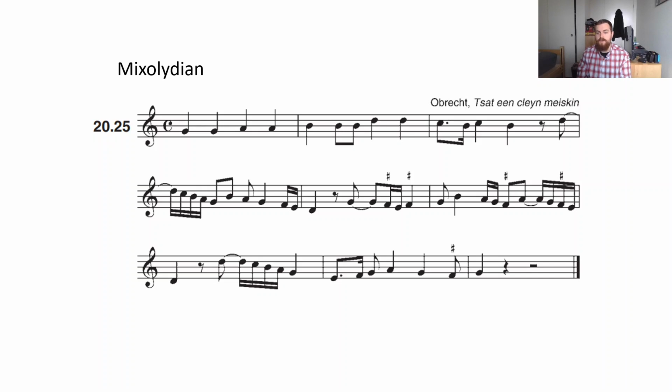So for this one, let's go ahead and sing through this together. I'll go ahead and play the pitches for you at the piano so you can match, and then we'll go through a second time and then do this one without me. The same thing where I'll conduct for you. Ready? So Mixolydian.